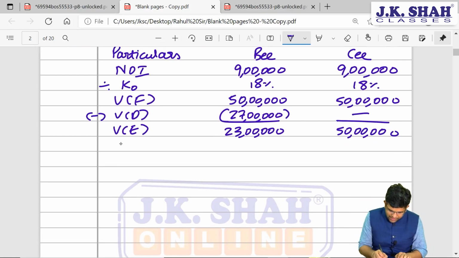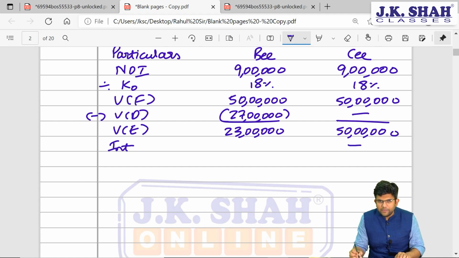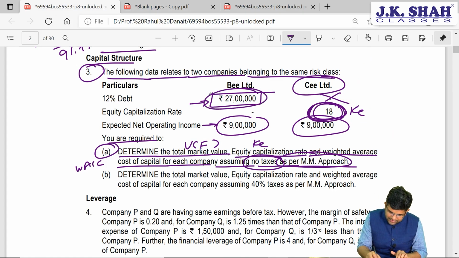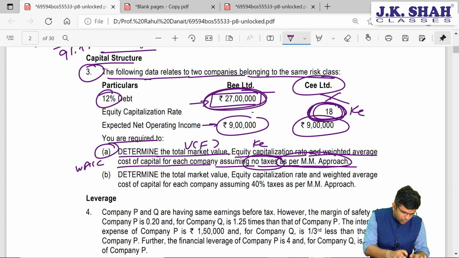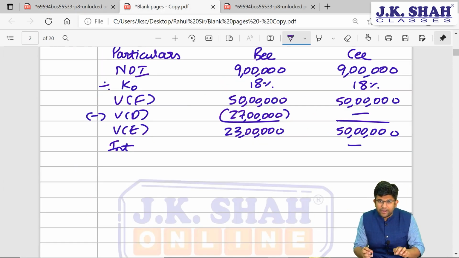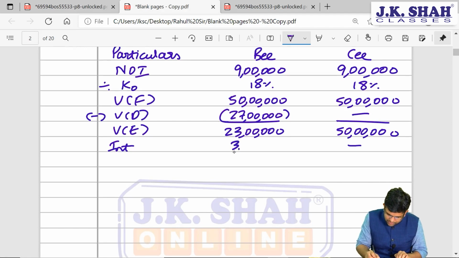Then children, I would like to write down the interest. Now interest in C Limited will be nothing since there is no debt. As far as B Limited is concerned, the interest will be 27 lakh into 12%, correct? So 27 lakh into 12% gives me 3,24,000. So I'll write down here 3,24,000 is the interest.